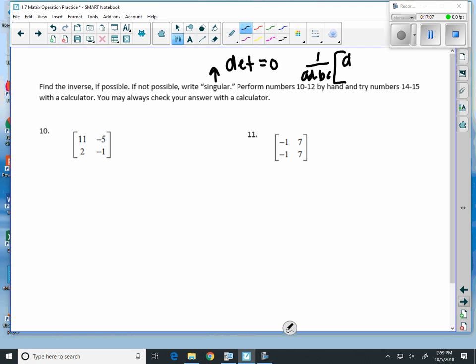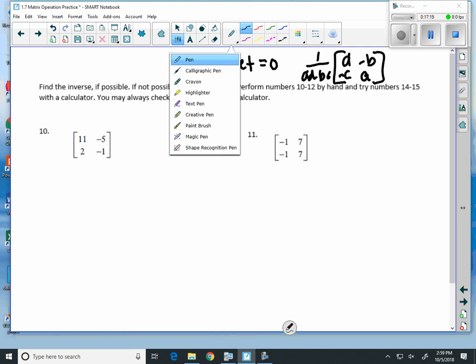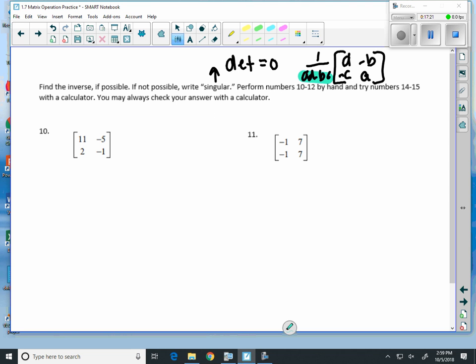We have D and A here. Those are switched from the normal, negative B and negative C here. That's going to be our equation for finding the inverse. If this part right here gets us 0, okay, if that equals 0, then it is singular, and we're done with the problem. So we're going to go ahead and check this one out.